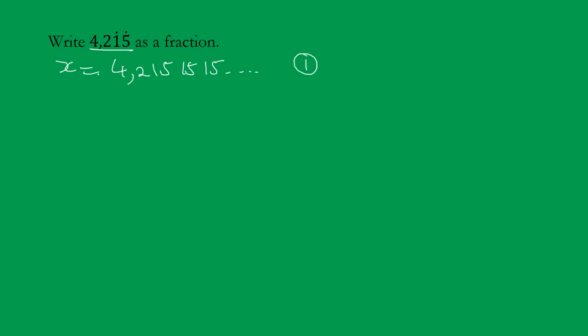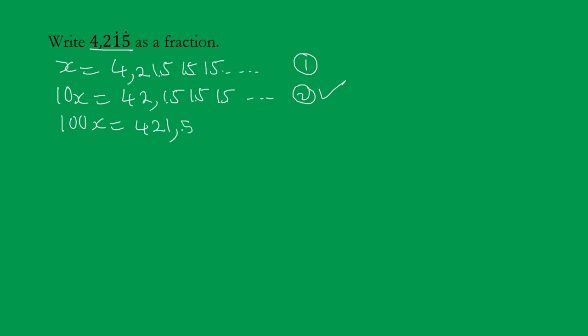And then let's multiply by 10. The comma will move one step to the right, so 10x is equal to 42,151515. The decimals after the comma are not the same. This one is 2151515. Here it's just 151515. So we can't use equation 1 and 2. Let's multiply by 100. So the comma will move how many times to the right? 1, 2. So it's going to be 421,515. So 100x is equal to 421,51515 going on like that.